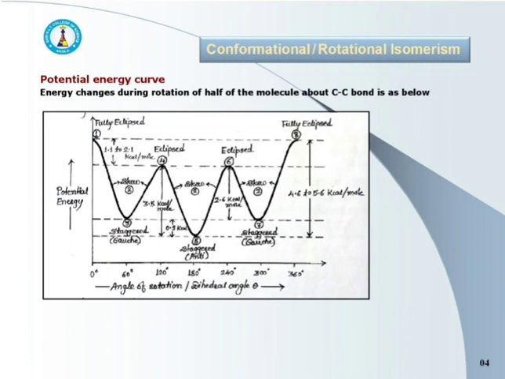See the cause. Anti-conformation has least potential energy. So, for n-butane, anti-conformation is the conformer, because the conformation with minimum or the least potential energy is called the conformer.